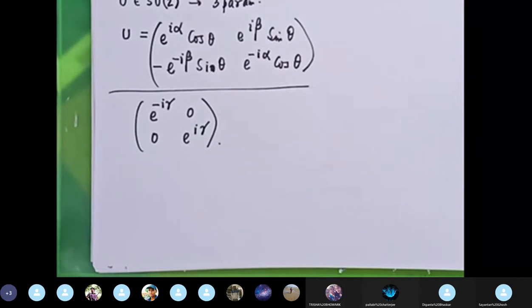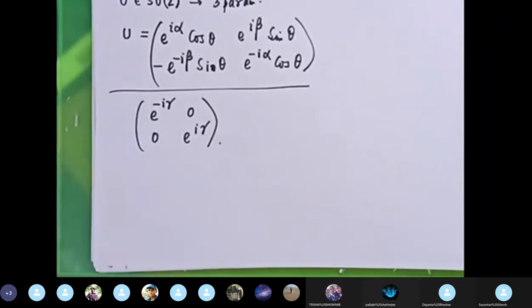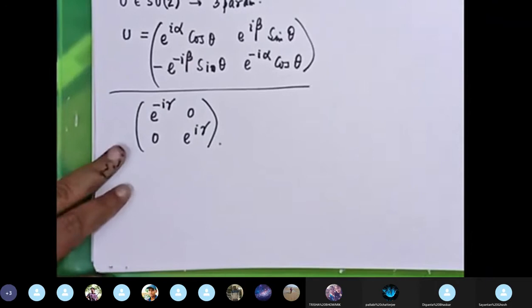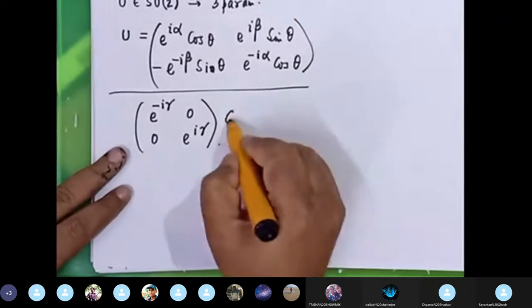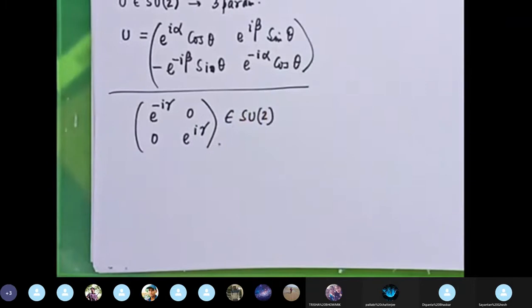Because its determinant is obviously 1 and you check it's unitary. It is easy to check. U U dagger will change these signs, so U U dagger will be 1. Clear? This belongs to SU2. Clear?